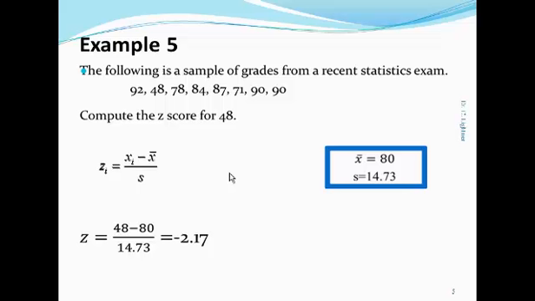The z-score value is negative 2.17. This z-score value indicates that the number 48 is 2.17 standard deviations below the mean, which is 80.